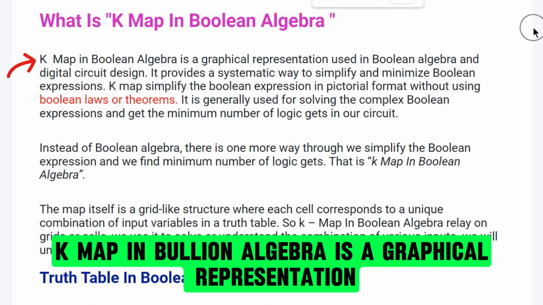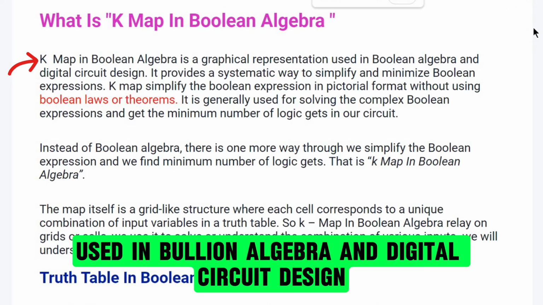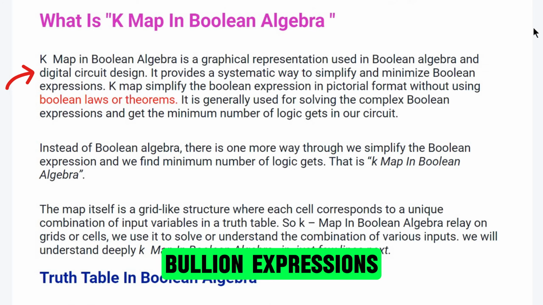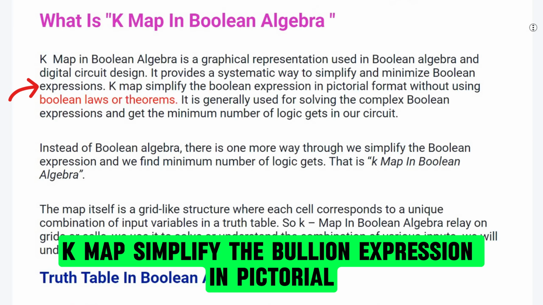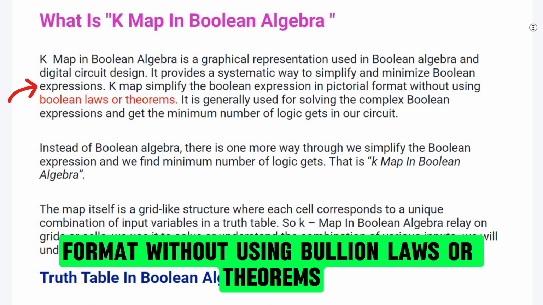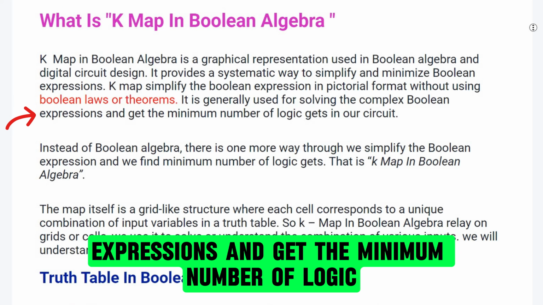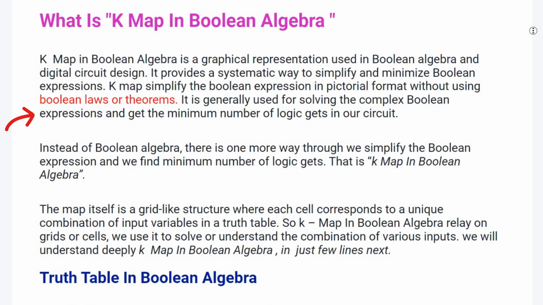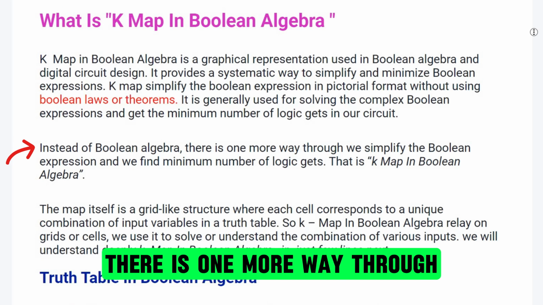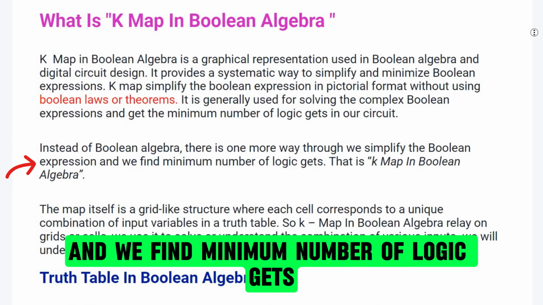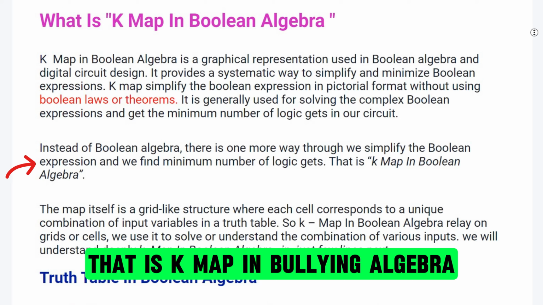K-map in Boolean algebra is a graphical representation used in Boolean algebra and digital circuit design. It provides a systematic way to simplify and minimize Boolean expressions. K-map simplifies the Boolean expression in pictorial format without using Boolean laws or theorems. It is generally used for solving complex Boolean expressions and getting the minimum number of logic gates in our circuit. Instead of Boolean algebra, there is one more way through which we simplify the Boolean expression and find the minimum number of logic gates. That is K-map in Boolean algebra.